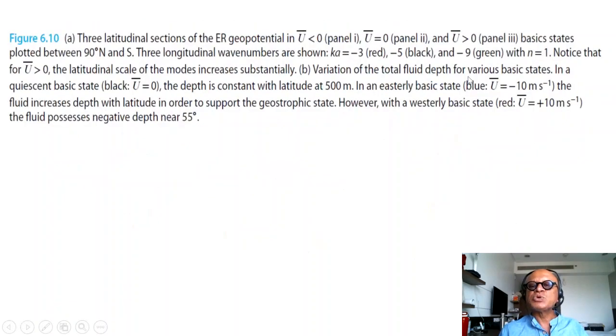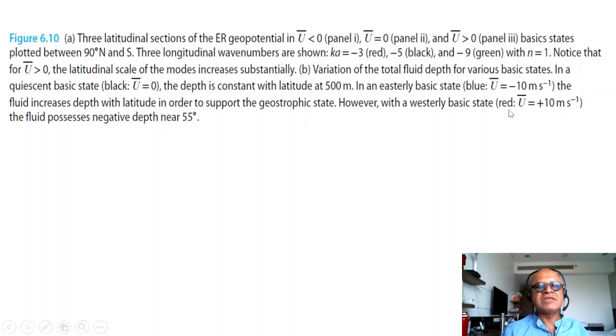Let me make sure I didn't miss anything. U bar greater than 0, latitudinal scale of the modes increases substantially. In B, the variation of total depth for various basic states. In a quiescent basic state, the depth is constant, the black flat line we saw. In the easterly basic state, the fluid increases depth with latitude in order to support the geostrophic state.